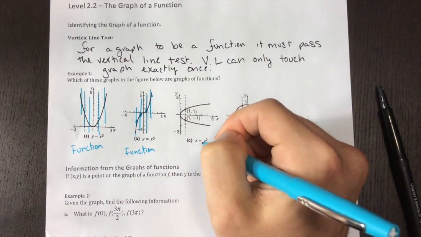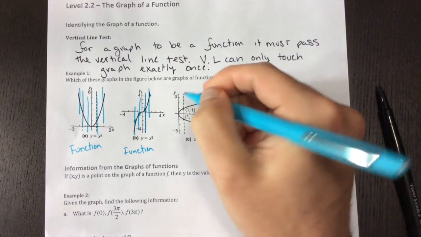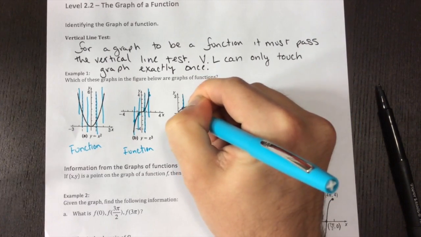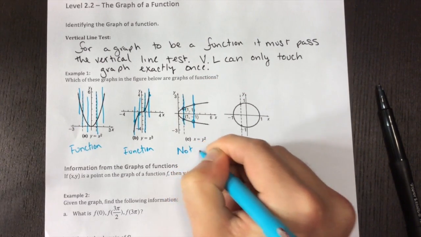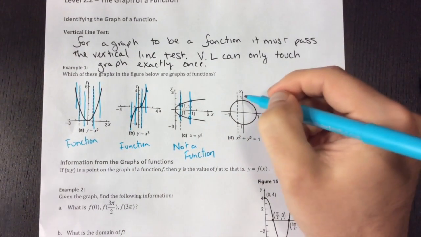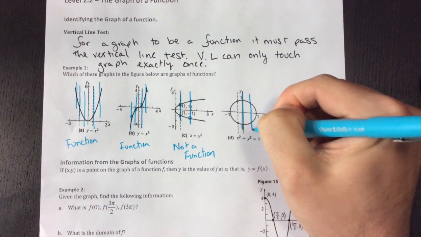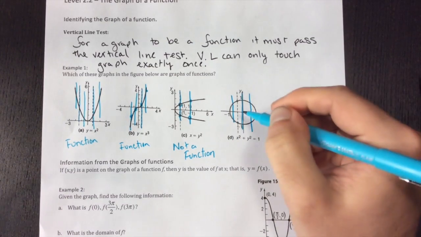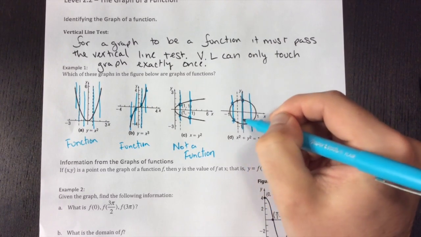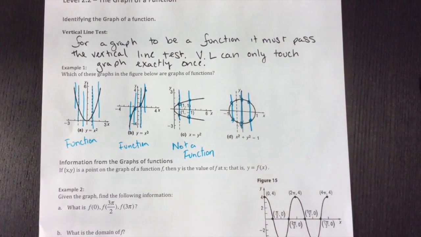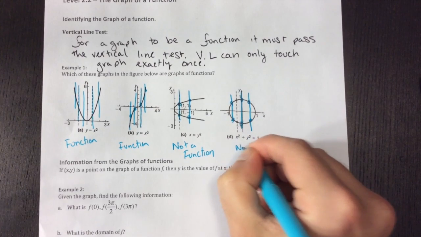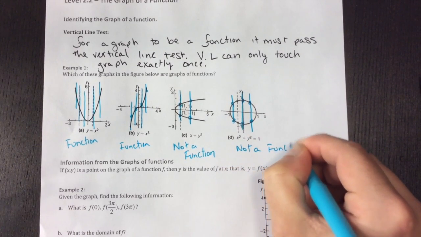For C, we have x equals y squared, which is a little different. We can see that if we start drawing in vertical lines, it hits in more than one spot. So this is not a function. And same thing for D. We have a circle, which we should know the equation for by now, a little callback to the last level, level 1. And we can see that a circle is not a function because a vertical line hits the graph in more than one spot. So this is not a function.